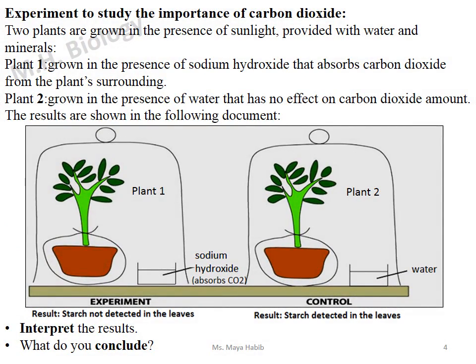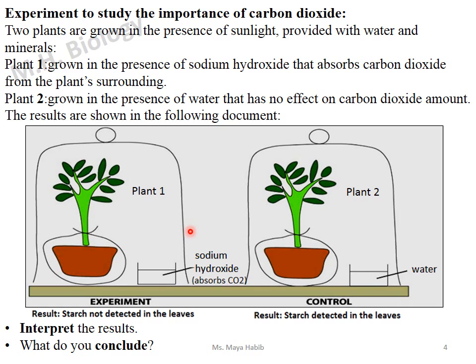Before we continue, we are going to solve an application exercise. It is given that 2 plants are grown in the presence of sunlight, provided with water and minerals, such that plant 1 is grown in the presence of sodium hydroxide, which is a chemical substance that absorbs carbon dioxide from the surrounding, so this plant is deprived of carbon dioxide. And plant 2 is grown in the presence of water that has no effect on the carbon dioxide amount, so we can say that this plant is our control plant, kept in conditions that favor photosynthesis. The results are shown in the figure as follows.